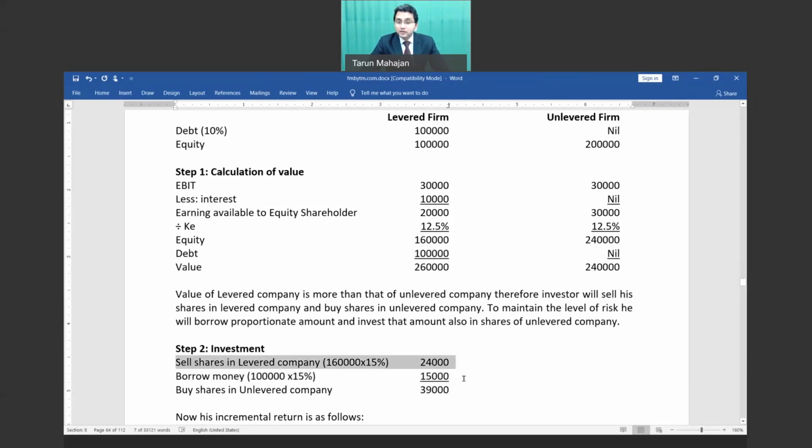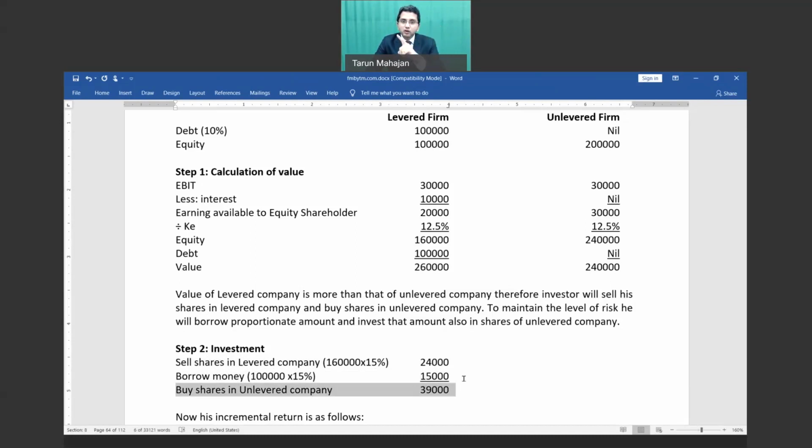So by selling shares, I'm getting 24,000 rupees. By borrowing money, I'm getting 15,000 rupees. 15% shares I sold, 15% amount I borrowed. Now my total investable amount is 39,000. And that's why in the unlevered company, I will be buying shares worth rupees 39,000. My additional investment is zero.